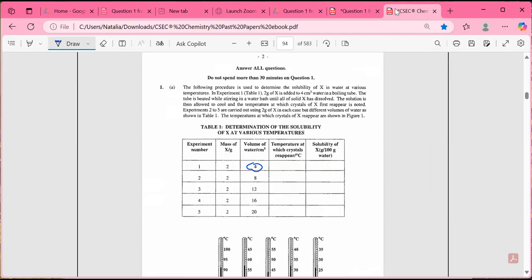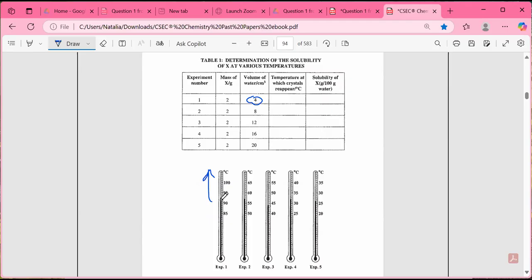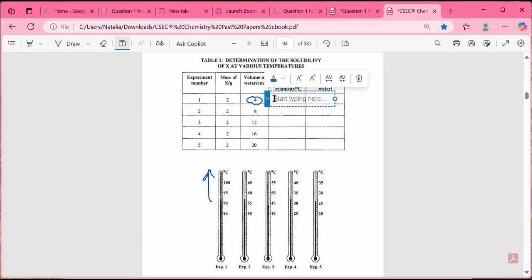Experiments 2 to 5 were carried out using 2 grams of X, but in each case a different volume of water, as shown in the table. The temperatures at which crystals of X appear are shown below. Again, we have to work out the value of each small box. We're increasing from bottom to top. Very important, we don't assume that. So this right here, going up by 5, and we have 5 small spaces. So 5 divided by 5 is what? 1. So the first one is 91.